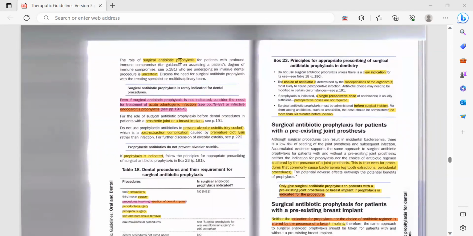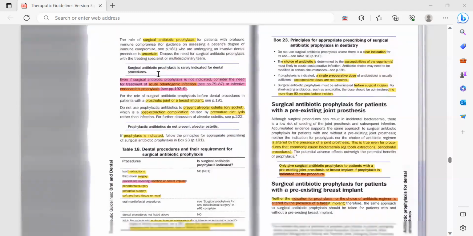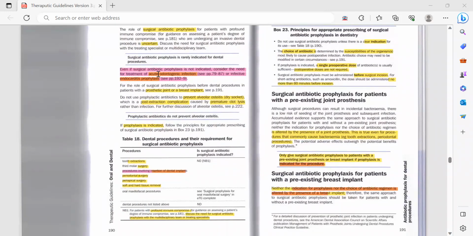The role of surgical antibiotic prophylaxis for patients with profound immunocompromise. Which patients are the profound immunocompromised? End stage kidney, liver, HIV, and all the other patients where the immunity level is low, who are undergoing an invasive dental procedure, is uncertain. So we do not know how low their immunity is, so there the indication is very uncertain. So always discuss to their treating specialist about those patients before performing any procedure.